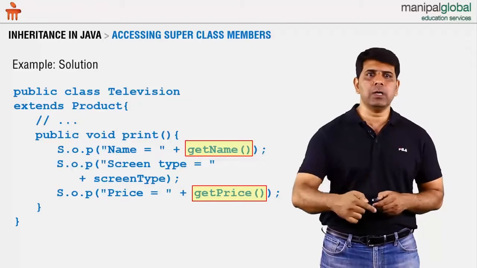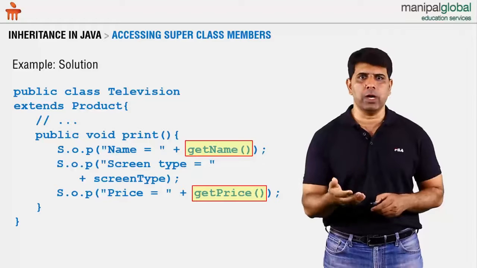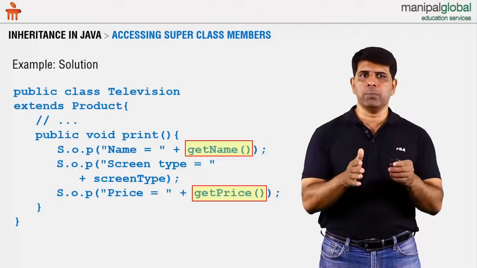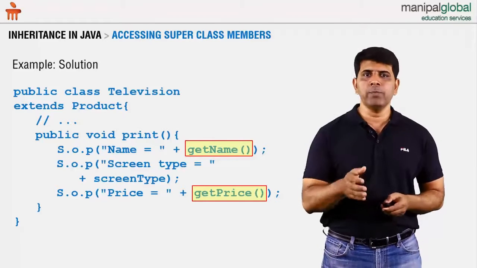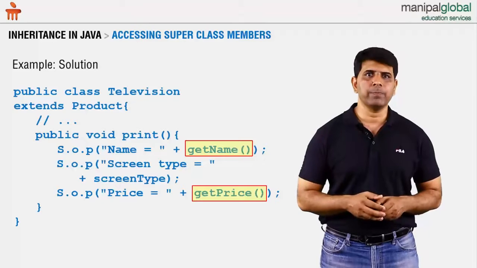Now getName is not available in the current class. It goes to the inherited class, or the superclass. There it finds it. Now if getName is not public or protected, then there is a problem too. But generally getters and setters are public, so there is no problem here.